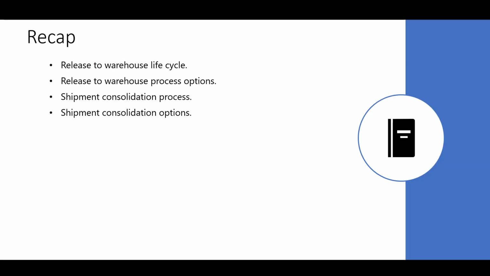Now let's recap what we discussed in the session. So first, we discussed the release to warehouse process, and then we reviewed the available options on how to release the sales orders to the warehouse. Then we discussed the shipment process and the consolidate shipments options. Then we reviewed how to define the shipment consolidation policies and how to automate the shipment consolidation process. Then we reviewed and discussed how to manually consolidate the shipments.